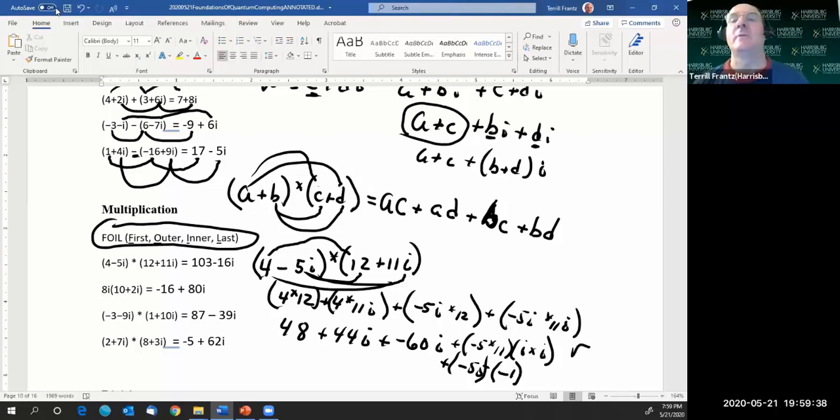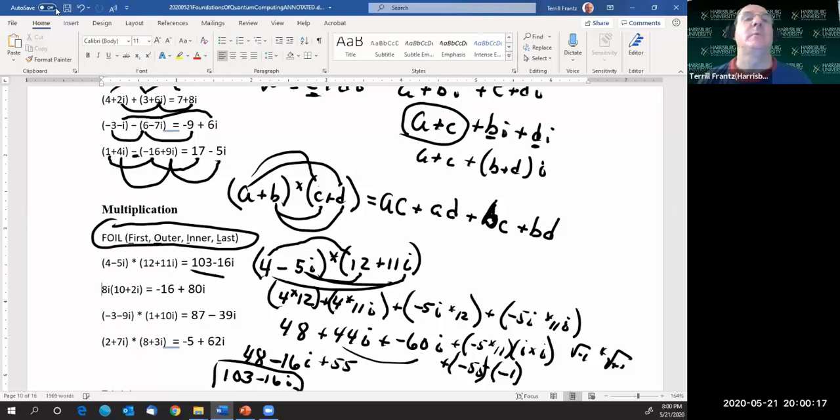Because the square root of minus 1 times the square root of minus 1 equals minus 1. So now I've got 48. I'm going to combine these. So that's minus 16i. Is that correct? And then here I've got minus 55 times minus 1. So that's plus 55. And so we got 103 minus 16i. Yippee.